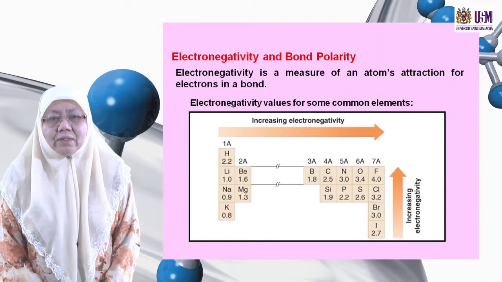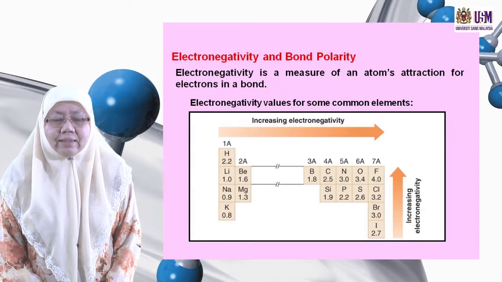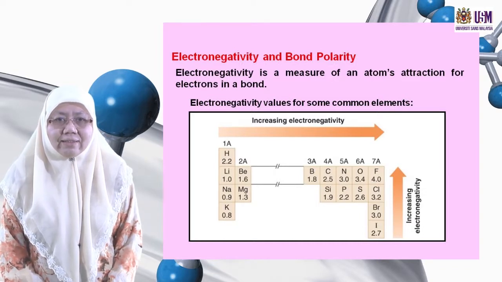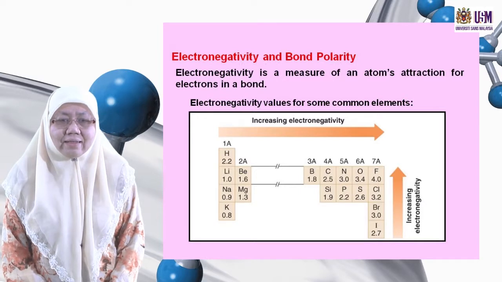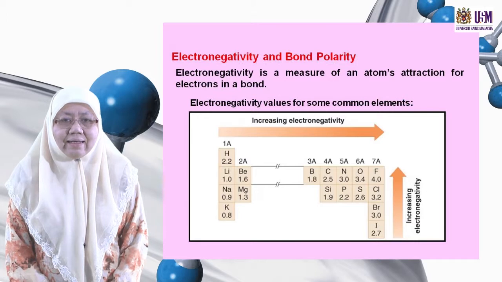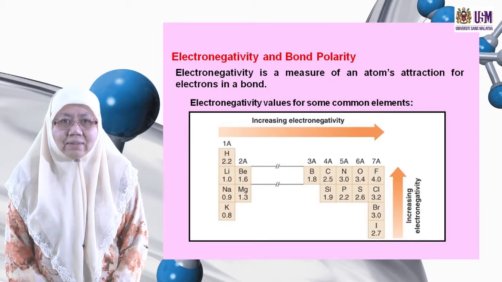Each covalent bond can have different polarity. The polarity of the bond depends on the electronegativity of the elements that are sharing the pair of electrons. When we look at the periodic table, we can see that electronegativity increases across the period and it decreases as we go down the column.